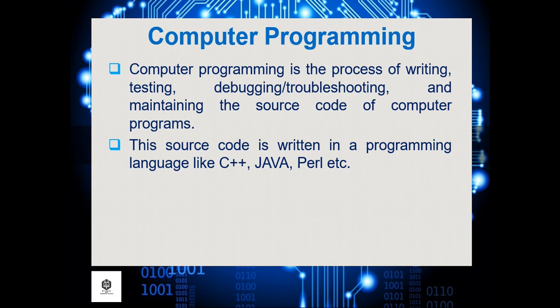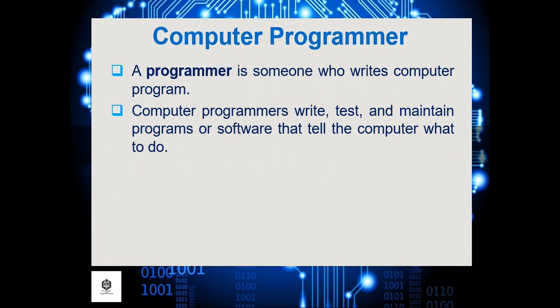Then computer programming is the process of writing, testing, debugging or troubleshooting, and maintaining the source code of computer programs. This source code is written in a programming language like C++, Java, Perl, and so on. A computer programmer is someone who writes computer programs. Computer programmers write, test, and maintain programs or software that tell the computer what to do.